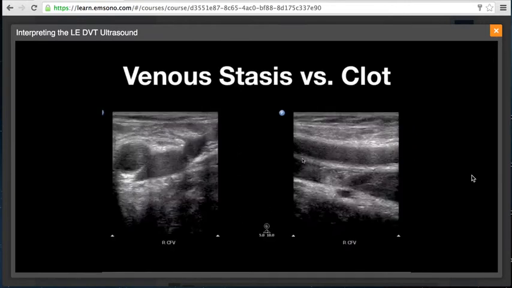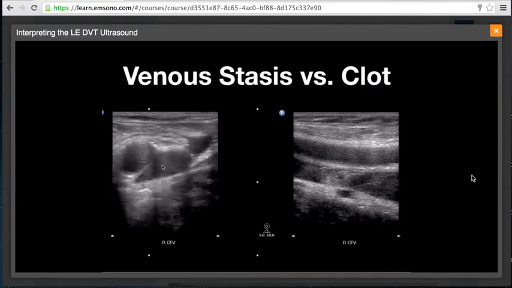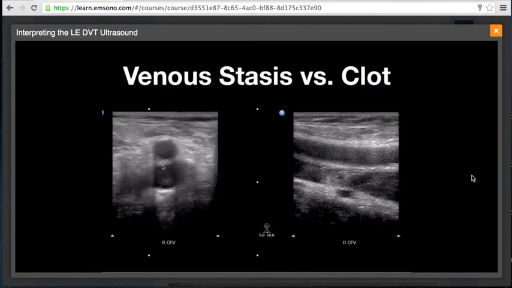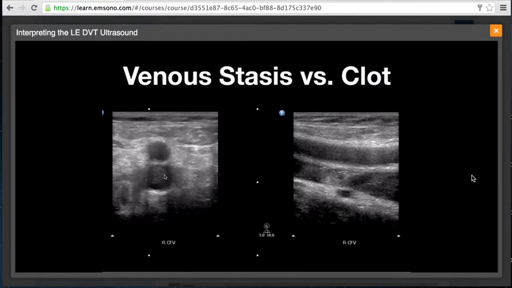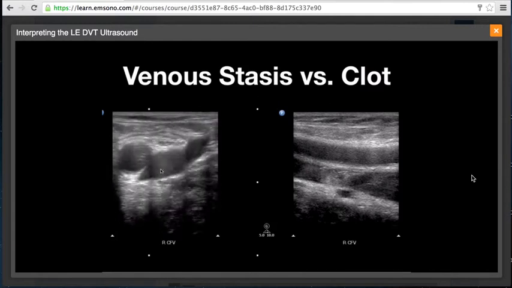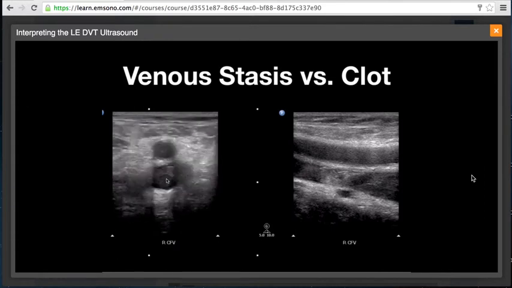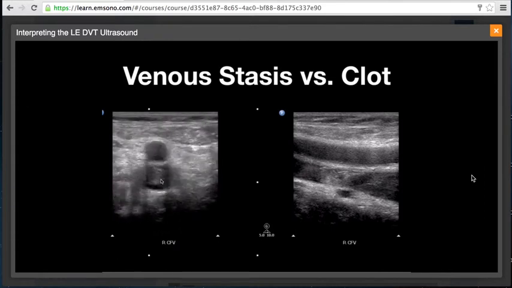Let's take a look at venous stasis versus clot. Now, we've already mentioned that a normal vein should be anechoic and be compressible, but it's not uncommon in patients with some degree of venous stasis to see echogenic fill-in within the lumen of the vein, but you'll see that these echoes are constantly in motion. In this patient here, you can see that this is venous stasis, the vein is compressible, but as we move down here, now you can see the thrombus.